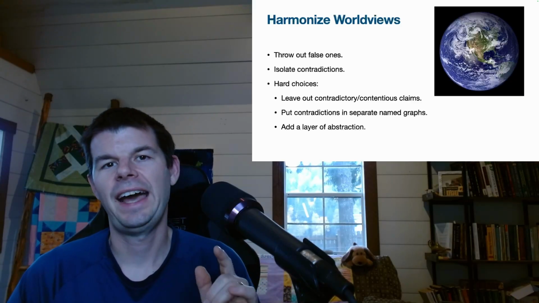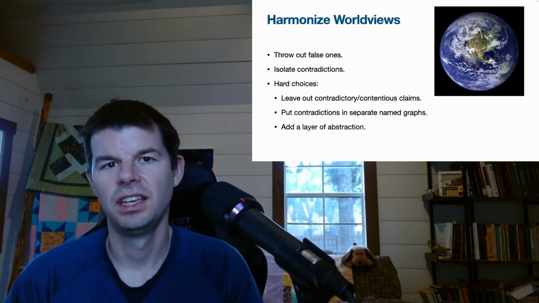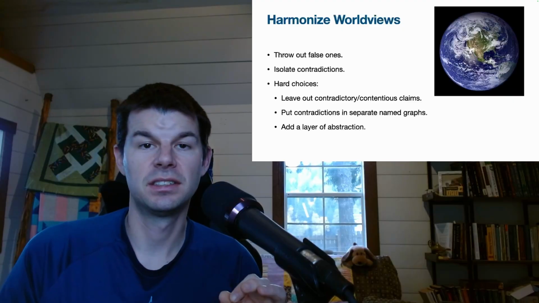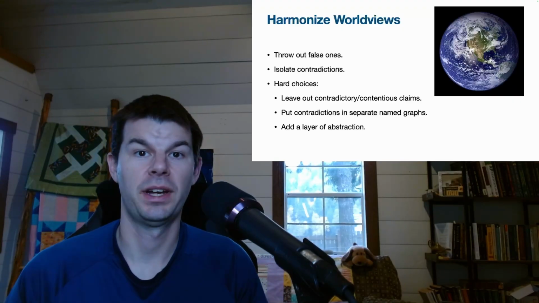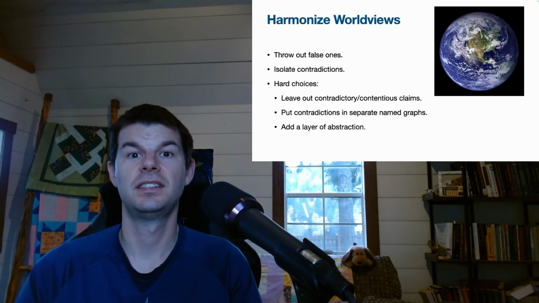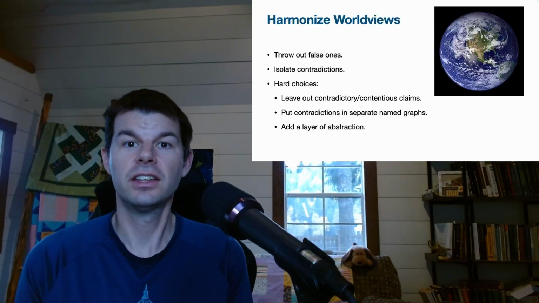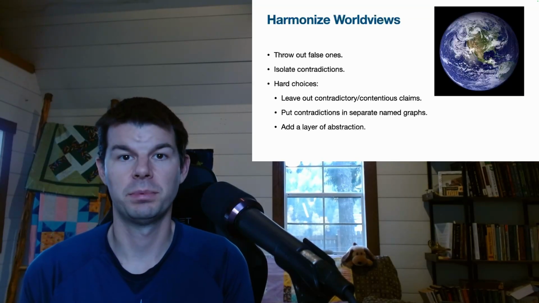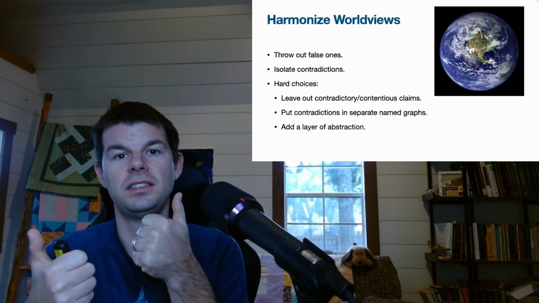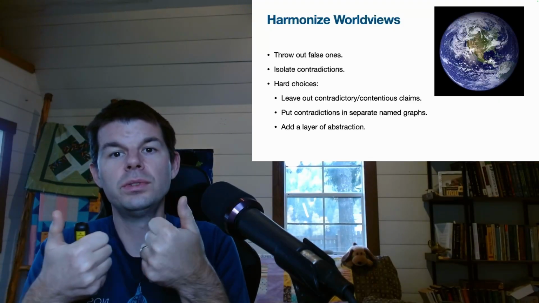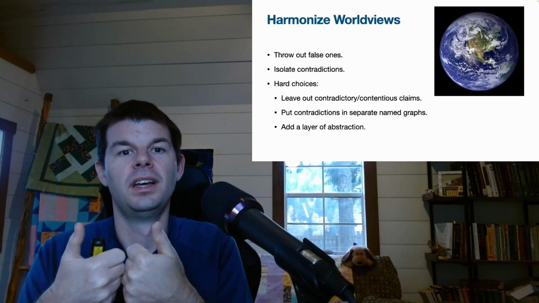Another thing we could do is just add a layer of abstraction. And this is dangerous, but it's a strategy worth knowing about. So let's suppose that I have medical records, and one of those medical records says I have hypertension, and another medical record says that I don't have hypertension. Now here's a contradiction. Casey has hypertension. Casey does not have hypertension. Those two things can't both be true.